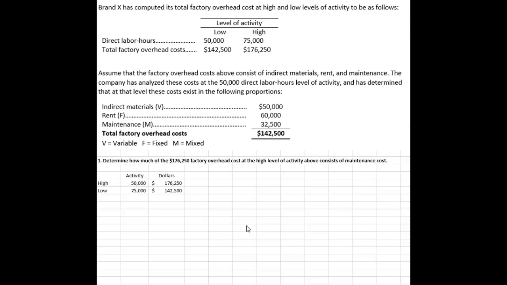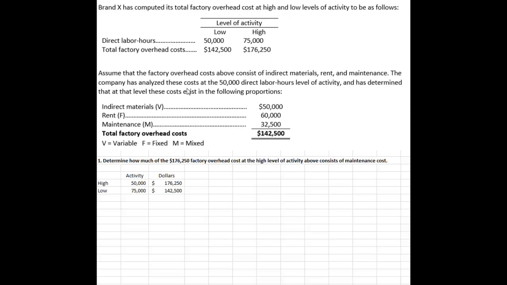So the first part of this problem is pretty straightforward. I don't think you should have any problems answering it, but I thought I'd go over it anyhow. In the problem they're asking us, when we're looking at this high level of activity, how much of this $176,250 consists of maintenance costs?